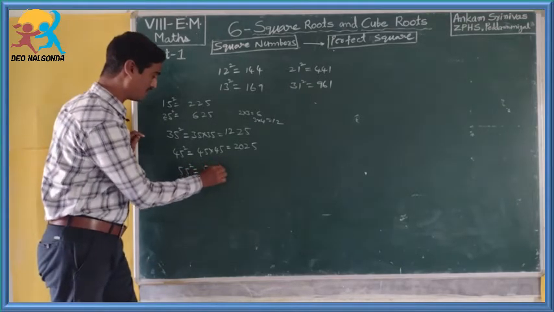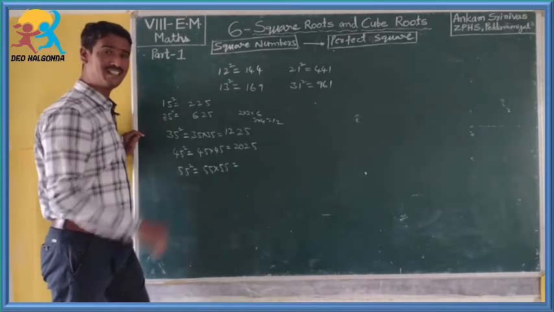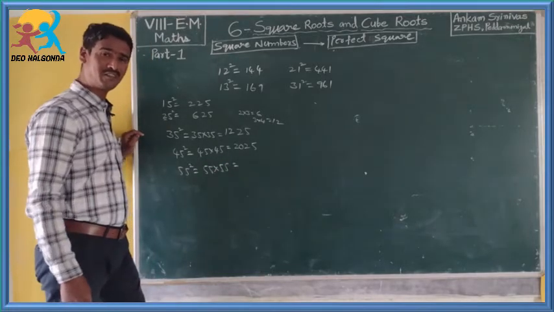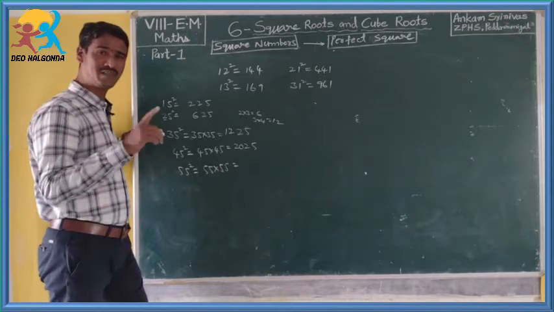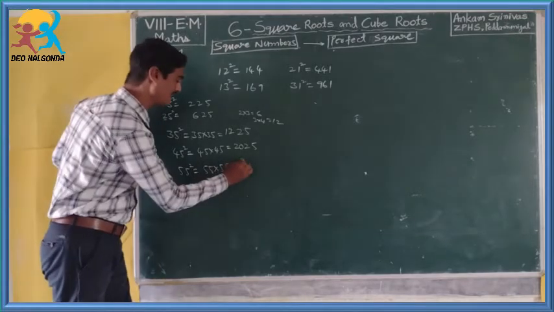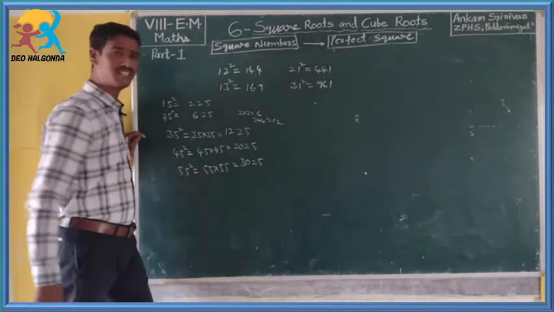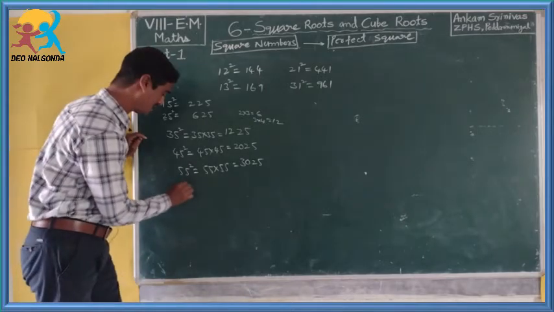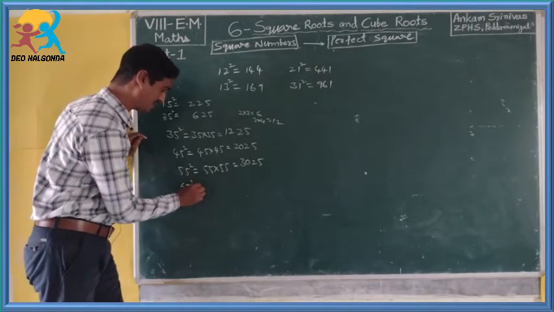55 into 55. What is the product of 55 into 55? 55 square, where is it? 5 plus 1, 6. 5 6s are 30, 25. That means 3025. Next, say first 65 whole square.